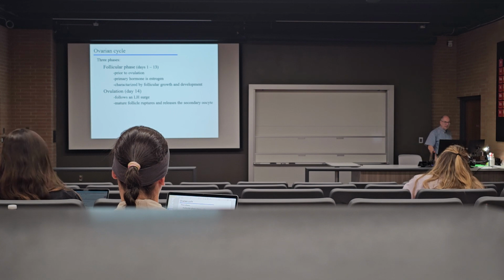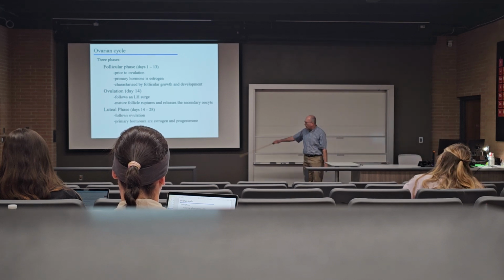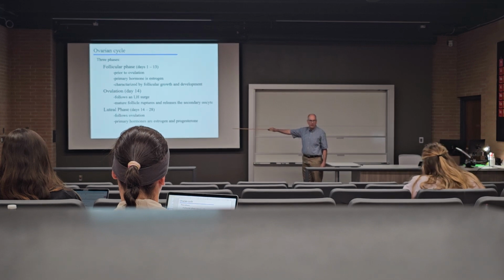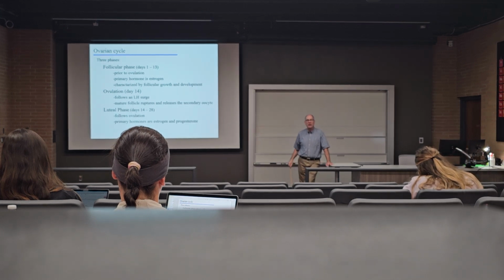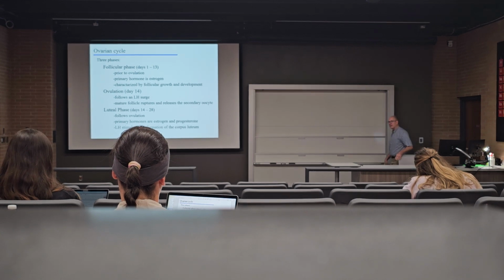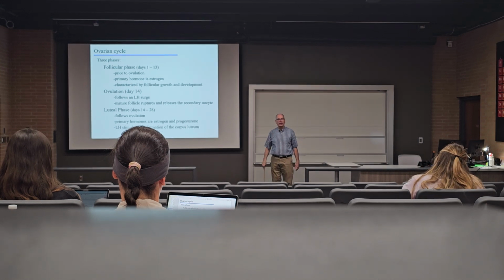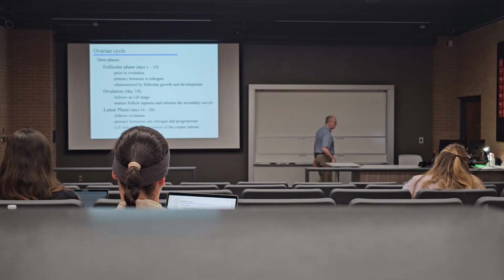This is followed by what is known as the luteal phase. This is what happens after ovulation. And the primary hormones being produced are estrogen and also progesterone. These are being produced by a structure known as the corpus luteum. The corpus luteum is the remains of the follicle. And those are the 3 phases of the ovarian cycle.